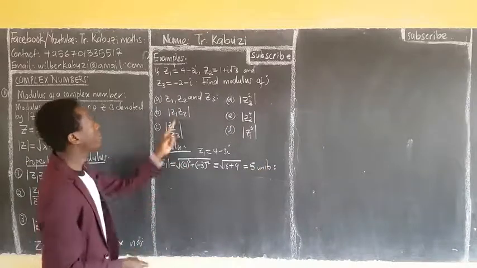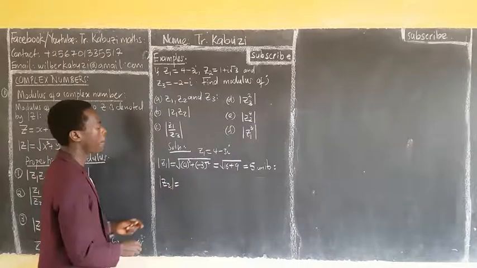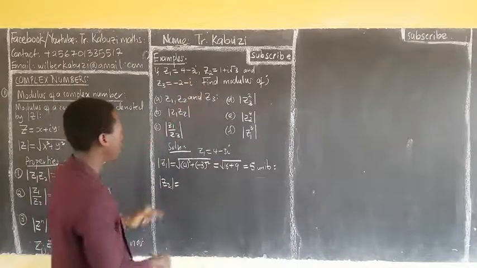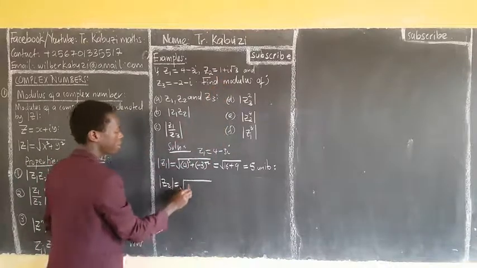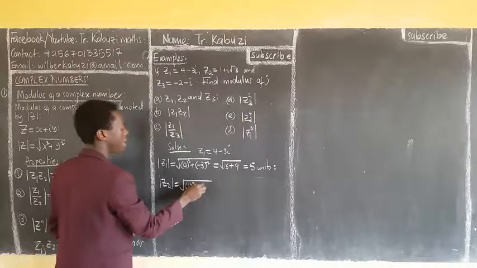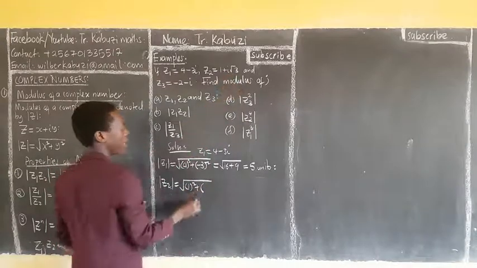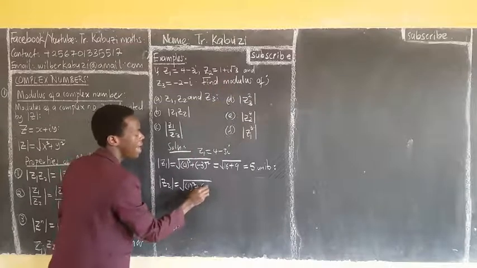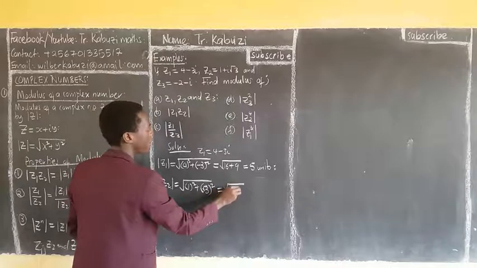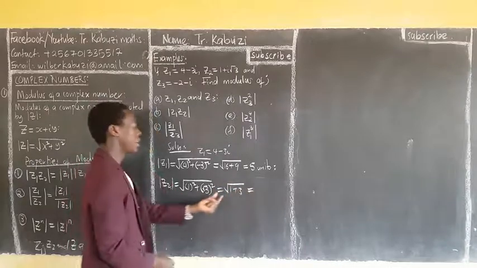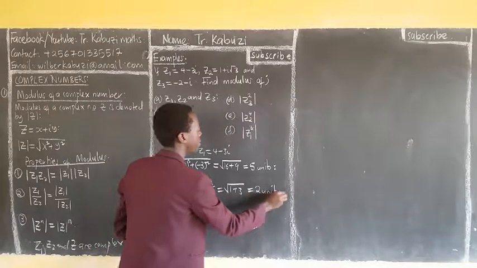When I come now to z2, my z2 is here. So the square root of the real part squared, then plus the imaginary part squared. The imaginary is root 3, the one with i, so it's root 3. We leave the i, we just take the number there, which will be the square root of 1 plus 3, which will give you square root of 4, those are 2 units.